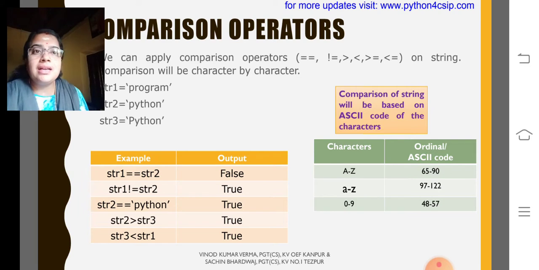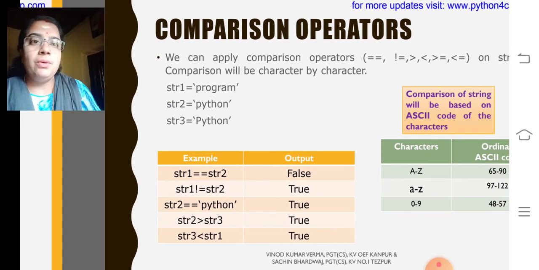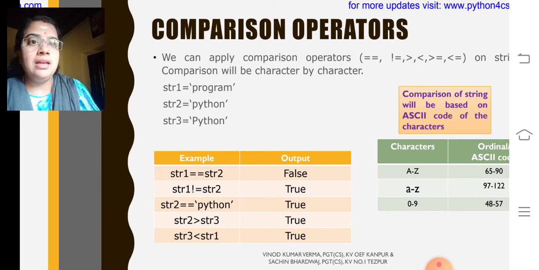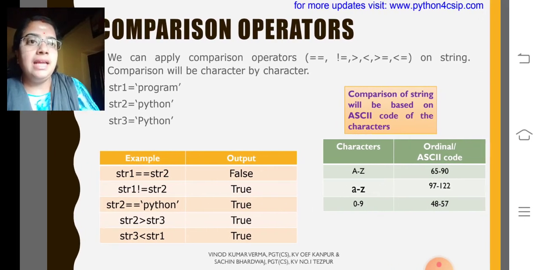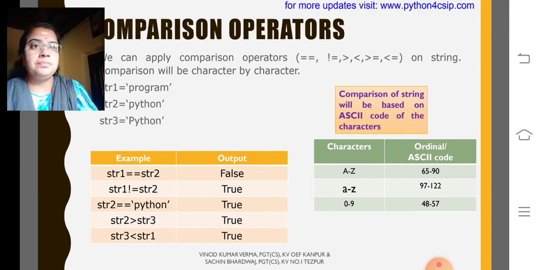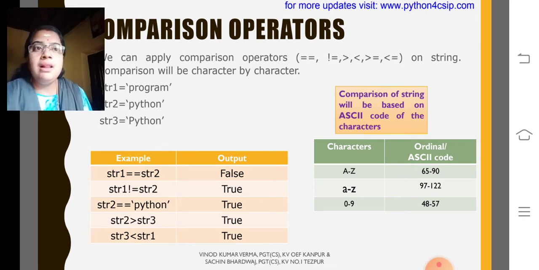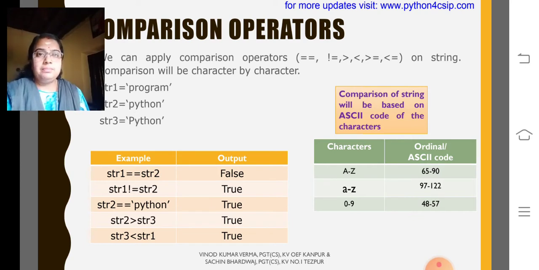Consider three strings, str1, str2 and str3, as given in the slide. Program in str1, Python with a small letter p in str2, and Python with a capital P in str3. Then what are the comparison operators we have in Python? They are equal, that is double equal, not equal, less than, greater than, less than or equal, and greater than or equal.